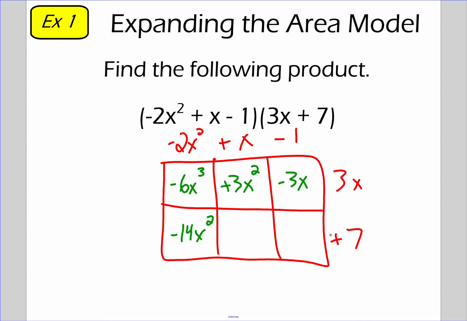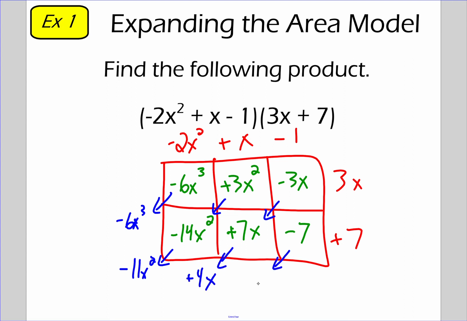So we're going to proceed in this fashion, multiplying and writing our results in each corresponding box. And the last one, negative 7. And just like before, we're going to go ahead and add along the diagonals here. The first one is negative 6x cubed. Now we've got 3x squared minus 14x squared, that gives us negative 11x squared. Negative 3x plus 7x is positive 4x. And negative 7 is just negative 7. So our final answer when we're done multiplying is negative 6x cubed minus 11x squared plus 4x minus 7.